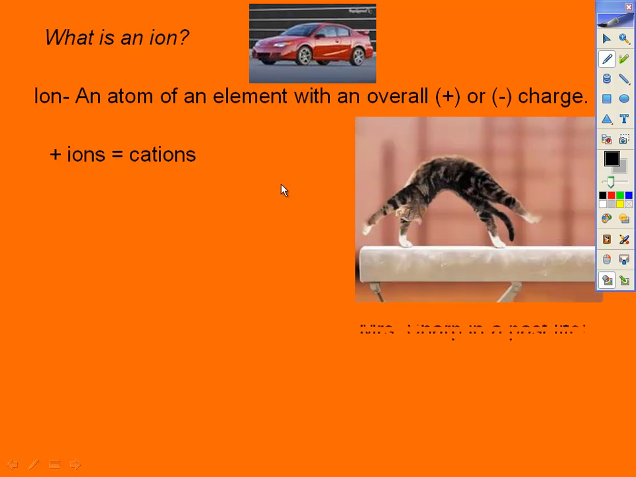And there is a cat gymnast, which was not me in a past life. Mr. Muster put that. I was a gymnast.